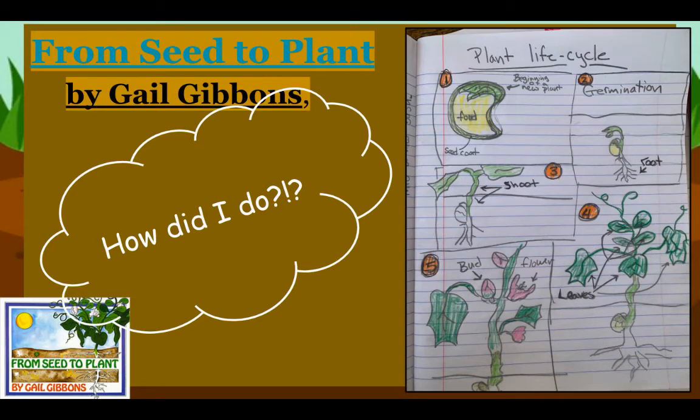Here's what I did. How did I do? This is my plant life cycle. 1, beginning of a new plant. This is my bean. 2, germination. Here you can see the roots growing from underneath. This is the top of the soil. 3, the shoot is poking out. 4, here comes the shoot with the leaves. 5, here's the bud, and there's the flowers growing on the end. 1, 2, 3, 4, 5. See how I labeled it? See how I put labels on it? It's like an exciting comic strip.